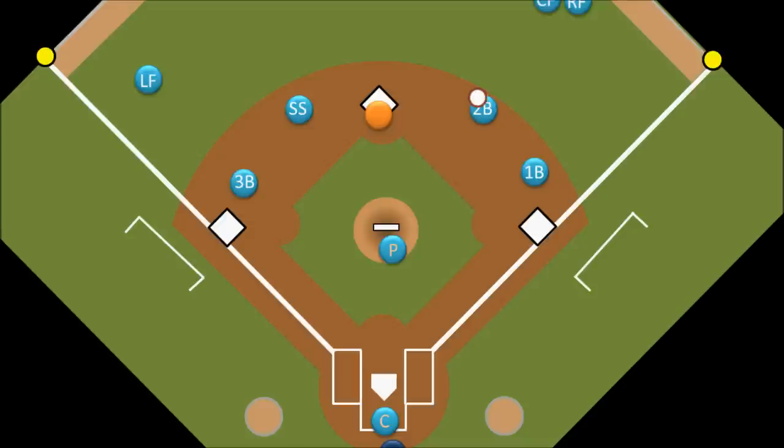What would we call this? I said earlier that these are called hits or base hits. If the runner stops at first base, that would be a single.